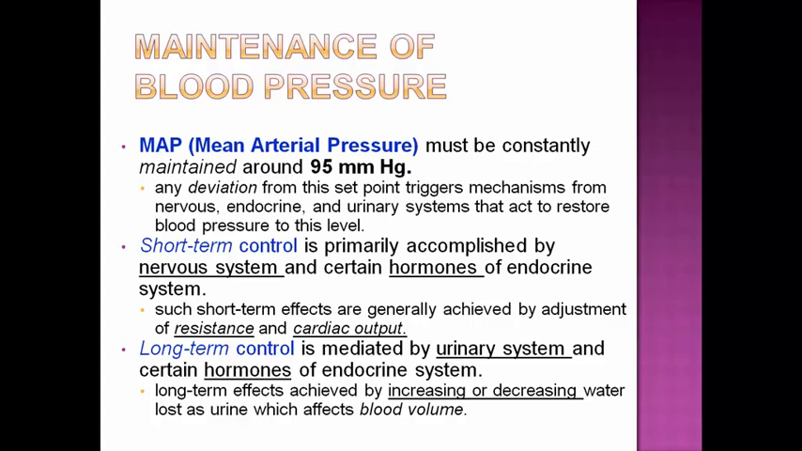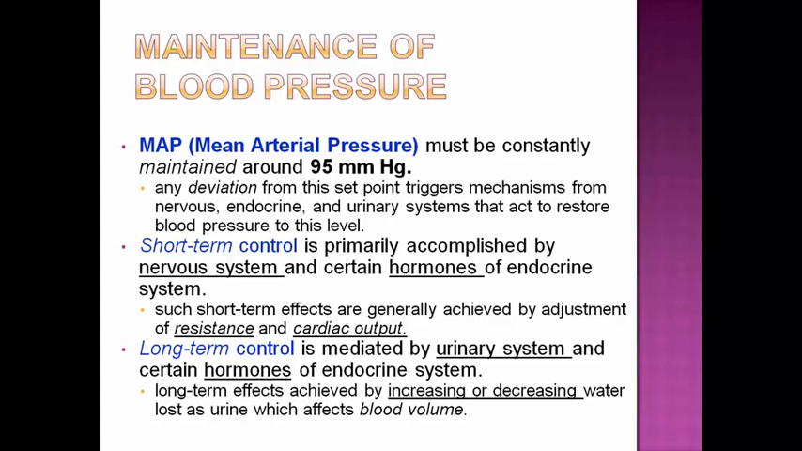Notice what can happen short term. The nervous system and hormones can begin to work to maintain mean arterial pressure. This is usually by adjusting resistance out in the vessels, with the nervous system innervating the smooth muscle in the walls of your vessels to influence vasoconstriction or vasodilation, and hormones can also affect cardiac output. Long-term control is more mediated by the urinary system and other hormones of the endocrine system.